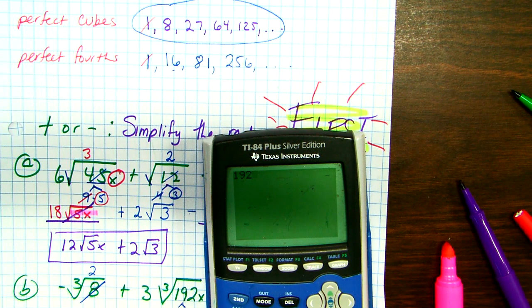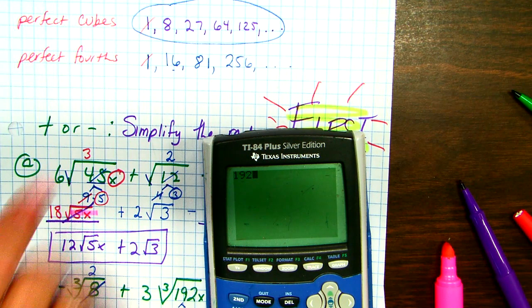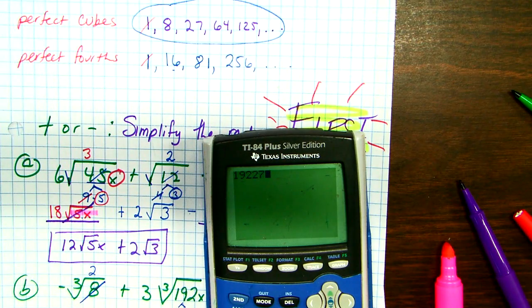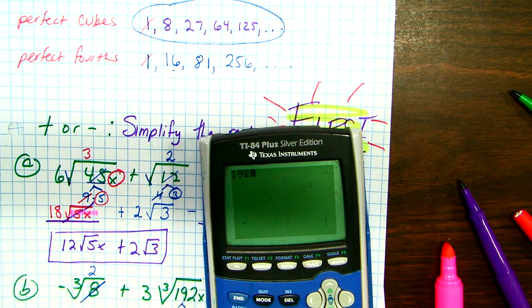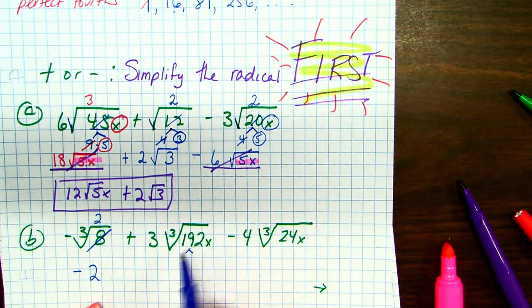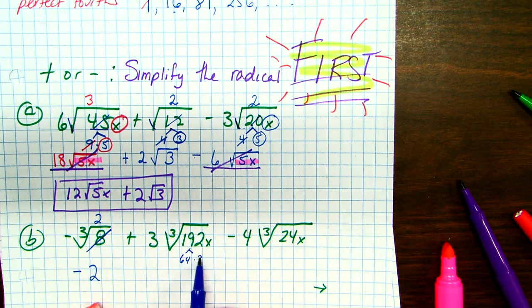In fact, when I have a big number like 192, I typically don't start way over here. Let's try divided by 27. Oops. 192 divided by 27. Nope. 192 divided by 64. There it is. 64 and 3. Okay? 64 and 3.